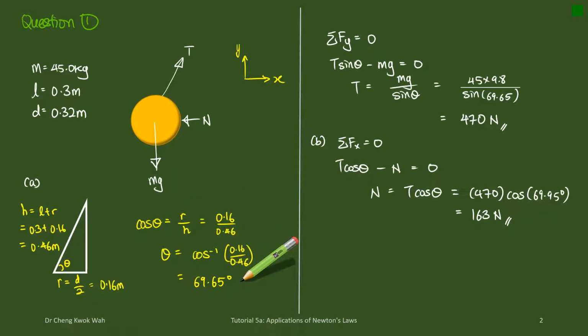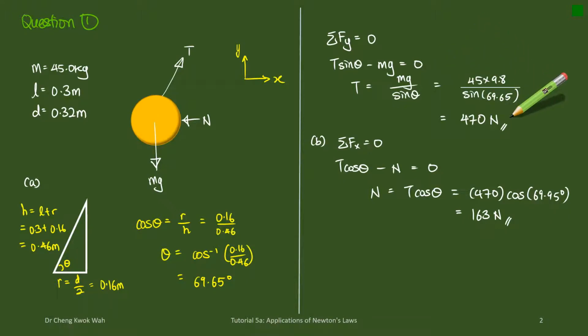And then from here, to find the tension in the string, we sum up forces in the y direction because it is statics, so the right hand side is 0. We know that in this case, T sine theta minus the weight mg is equal to 0. From here, we easily solve for our tension.